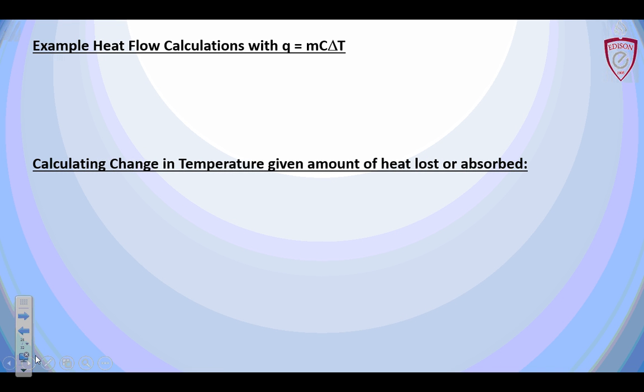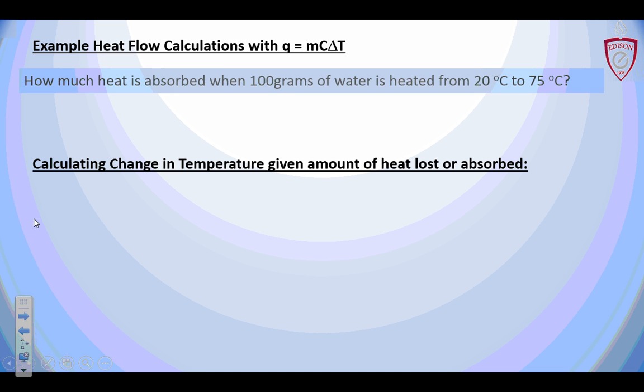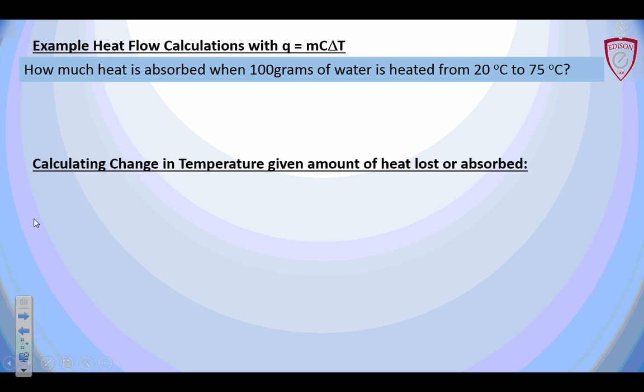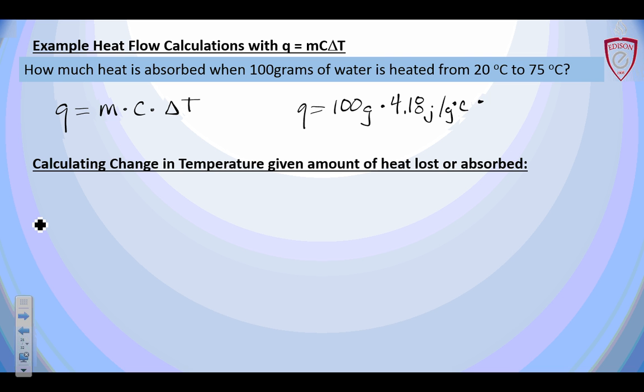So, heat flow. Example heat flow calculation with Q = MCAT. I had 100 grams of water, and it is heated from 20 degrees Celsius to 75 degrees Celsius. Now it's a matter of plug and chug. I'm going to plug in my M, my C, and my delta T. The mass is 100 grams, 4.18 is our constant, and we have a change in temperature, which is 75 minus 20, which is 55 degrees.